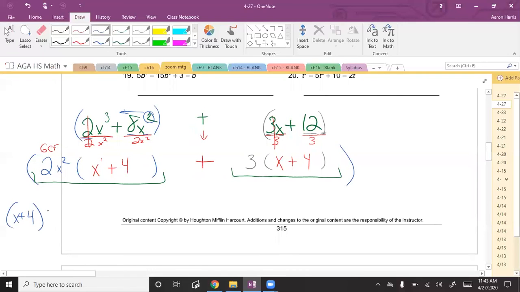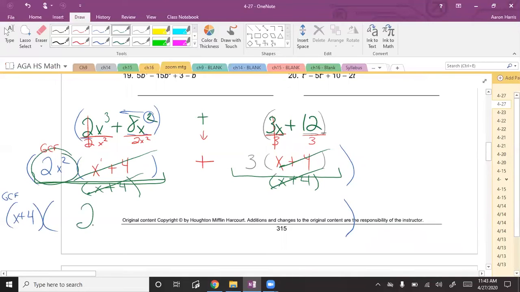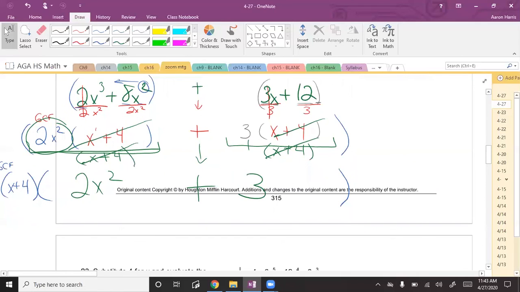X plus 4. Remember the empty brackets, empty parentheses? And if this is my GCF, what do I do with my GCF? I divide each term by that GCF. So this cancels, this cancels, this cancels, this cancels. What's left? 2x squared plus 3. So your final answer is x plus 4 times 2x squared plus 3.